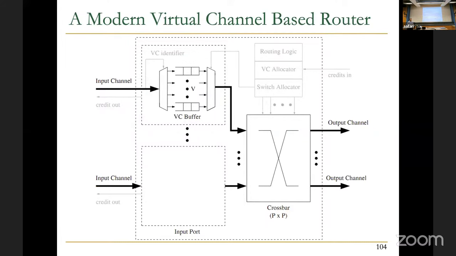This is a modern virtual channel-based router. For every input channel we have a VC buffer, so we have several parallel buffers that we call virtual channels. The input channel is demuxed to different parallel buffers, or virtual channels. Then one of these virtual channels gets permitted to access the crossbar and go to the output channel. That's the implementation of a virtual channel-based router.